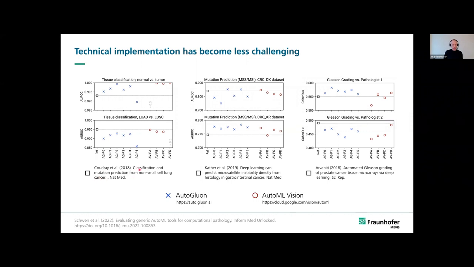studies by Coudray et al. in 2018, Kather et al. 2019, and Arvaniti 2018. Here you can see the respective results, the area under the ROC curves, or the Cohen's kappa values. Apparently, the results of the automatically generated AI models are mostly in a similar range, and sometimes even better than the results of the original models, which were created manually. This example shows that the technical implementation of AI models is not so much a challenge than it used to be.